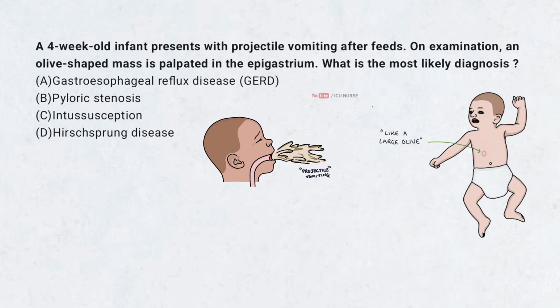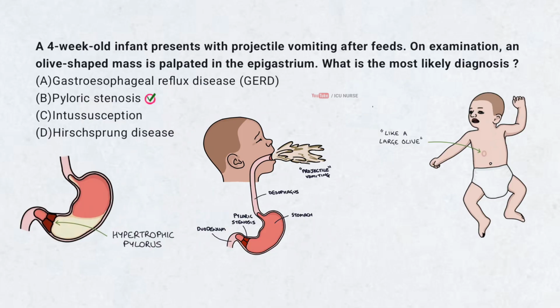A. Gastroesophageal reflux disease, GERD. B. Pyloric stenosis. C. Intussusception. D. Hirschsprung disease. Correct answer B. Pyloric stenosis.